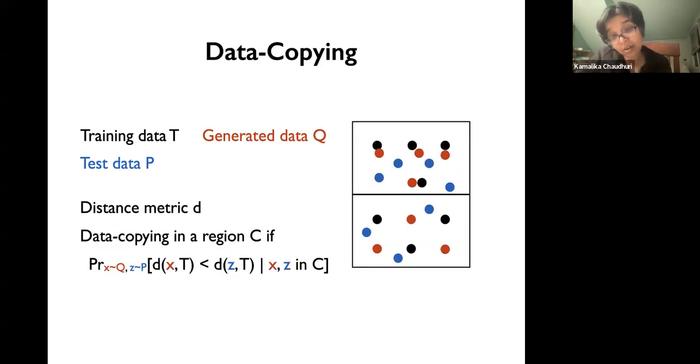Orthogonal to this is a notion called data copying. So what is data copying? Here, you have training data, generated data and test data as usual, but you also have an underlying distance metric D. You are data copying in a region C if, on average, generated data is much closer to its closest training point than test data is to its closest training point. And remember, the test data is an independent sample drawn from the same distribution. Imagine if you were actually spitting out training samples: the distance between the generated data and its closest training point would be 0, whereas the test data, being an independent sample, would be some distance apart. And so this data copying condition will be true.